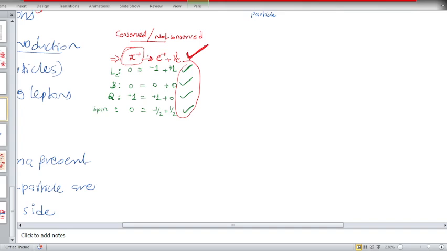In this case, this is all for the free particle. Okay, these are for free particles. Let us consider another example.